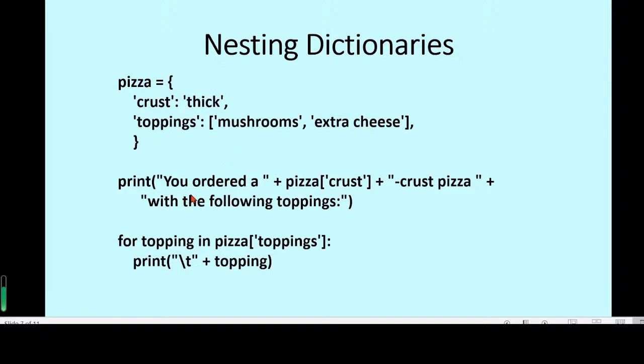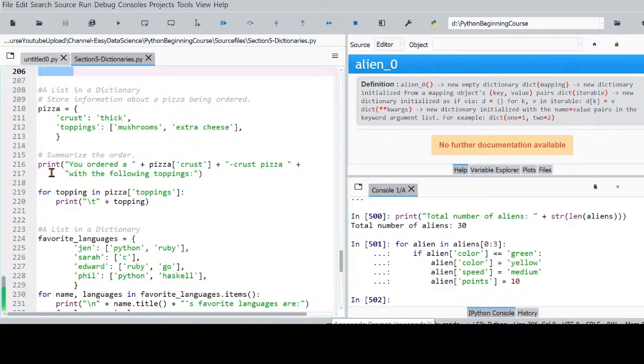Next, we can print out information. You ordered a pizza with this type of crust. You ordered this pizza with the following toppings. Then, inside the toppings, print each topping. So we create a dictionary, pizza, with 2 keys, and especially for toppings, the value is a list.